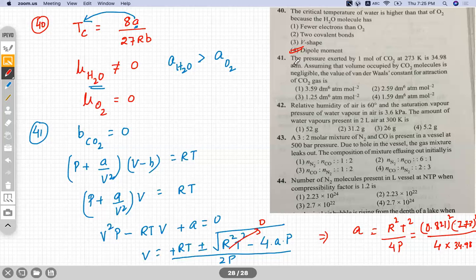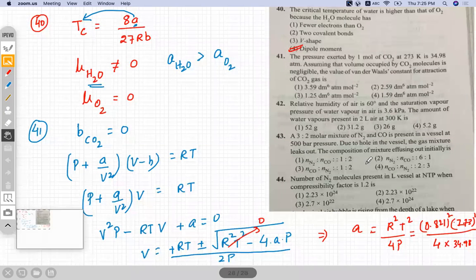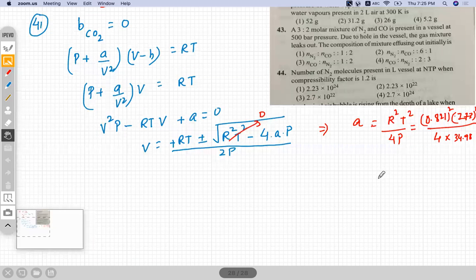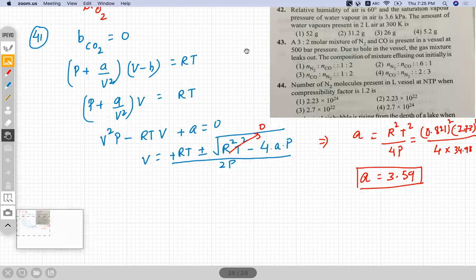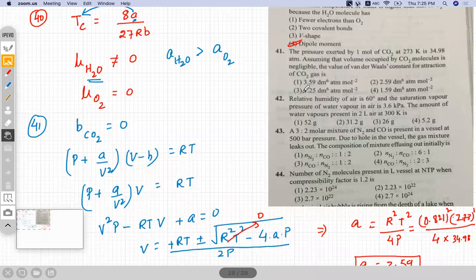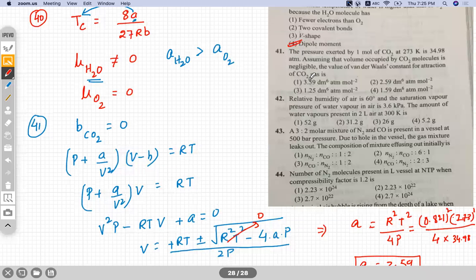See, the pressure is given in ATM, so obviously we have to take the unit liter ATM per mole. When you solve this, you'll get the value of A, and the value of A you will get here is around 3.6, 3.59. So which option is correct? Option A. This is correct here.